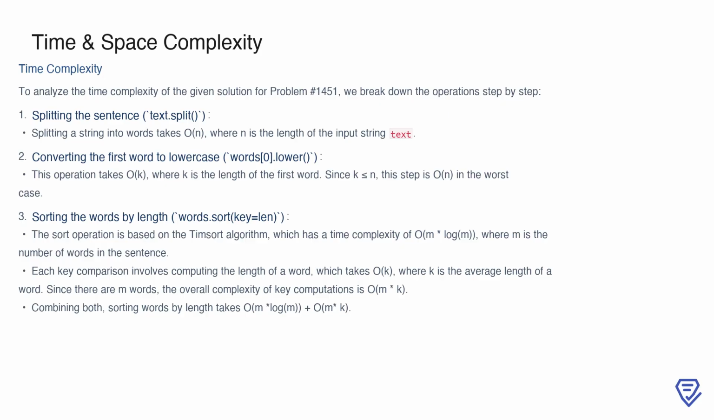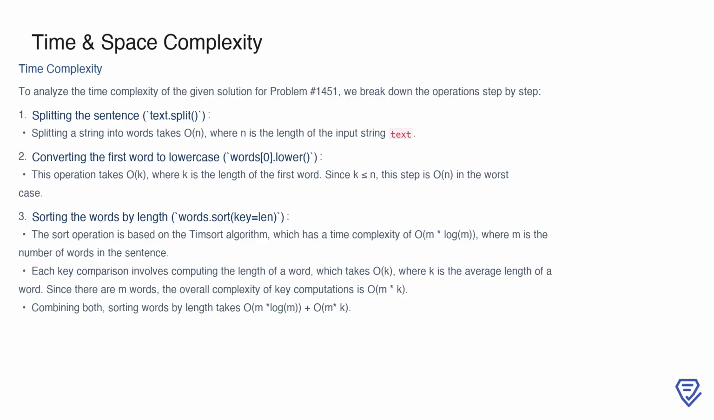Next, converting the first word to lowercase using words[0].lower() takes O(k), where k is the length of the first word. Since k is always less than or equal to n, this operation is O(n) in the worst case. Now, when we sort the words by their lengths using words.sort(key=len), the Timsort algorithm is applied.